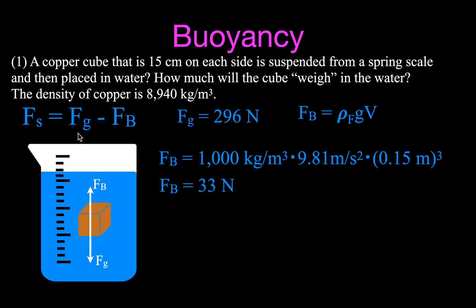So now we have the weight, we have the buoyant force, and the force on the spring scale is going to be the weight of the object, which pulls down, minus the buoyant force, which pushes up, and we get that the cube in water, the apparent weight, is 263 newtons. That is the end of example number 1. And now we can go on to example number 2.